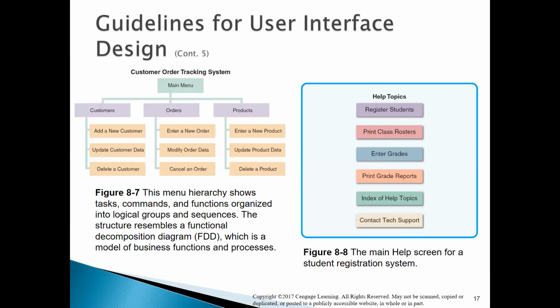Okay, so this is an example given for a menu system. Now, what you'll notice is that you have a main menu. So in the main menu, you have three different topics. You have customers, orders, and products. So what happens is you can click on either of them at any point in time so that you end up on that particular screen. So this provides you with a very easy navigation system.